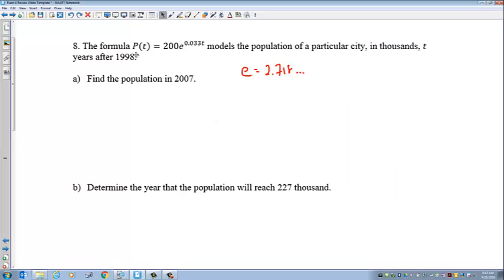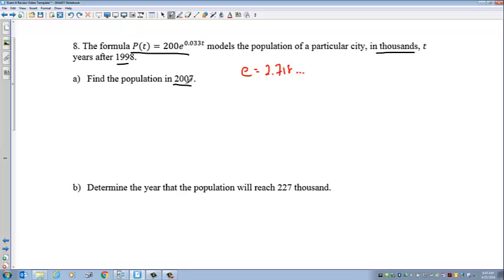And so in this one, we have a formula P of t equals 200 e to the 0.033t, and it models a population of a particular city in thousands, t years after 1998. Okay, so that's some important information there, so you might want to underline certain parts, especially the in thousands and t after 1998. And we want to find the population in 2007. So this is an example where they give us the formula, so we don't have to find it. They give it to us, and then we need to use it to do something.